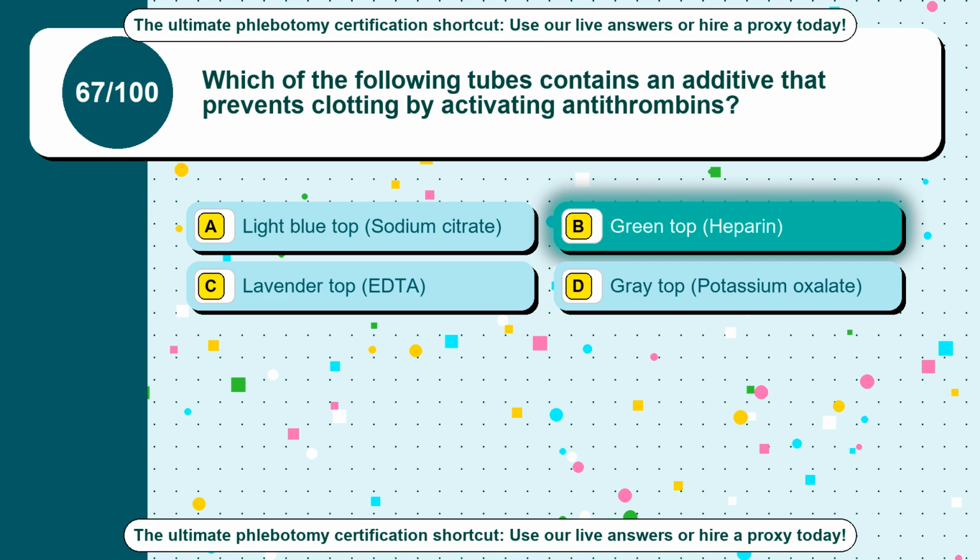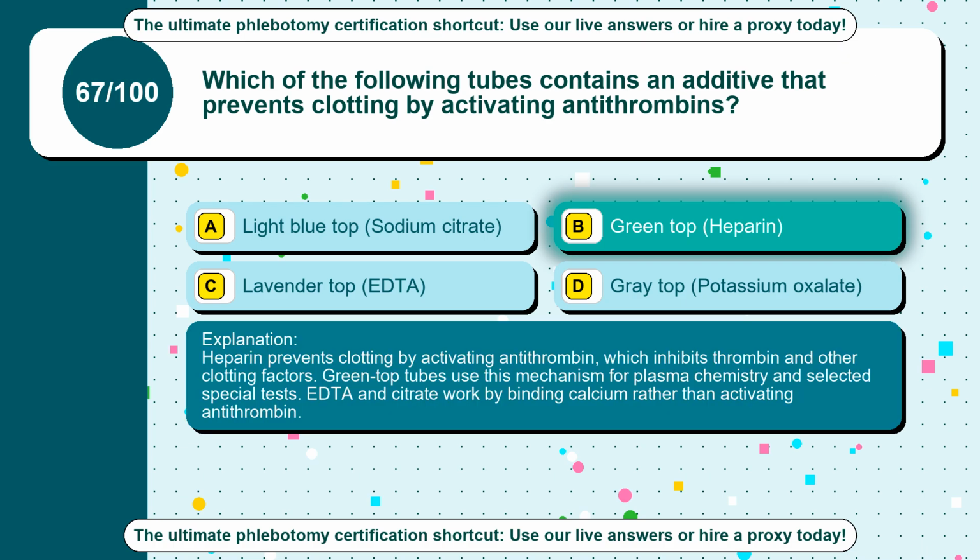Green top, heparin. Heparin prevents clotting by activating antithrombin, which inhibits thrombin and other clotting factors. Green top tubes use this mechanism for plasma chemistry and selected special tests. EDTA and citrate work by binding calcium rather than activating antithrombin.